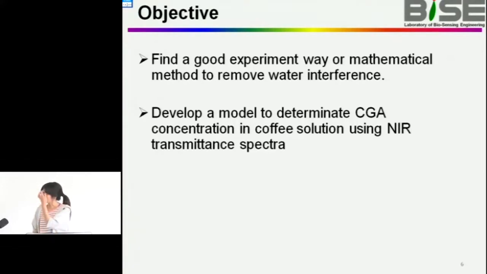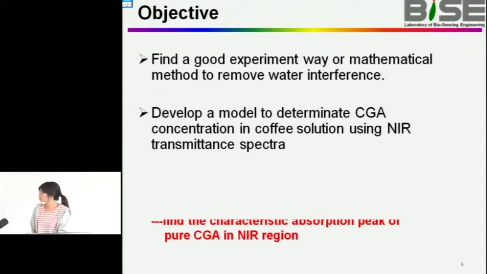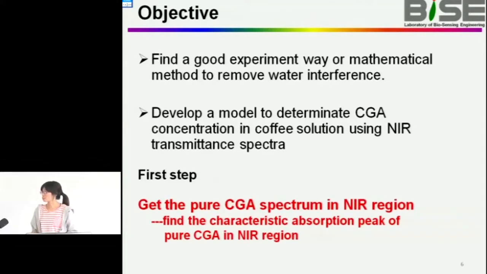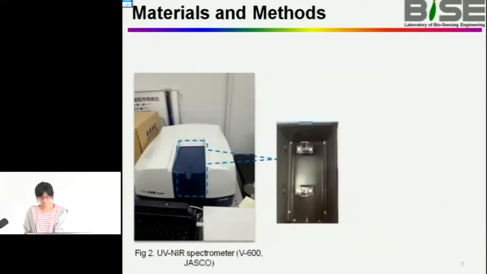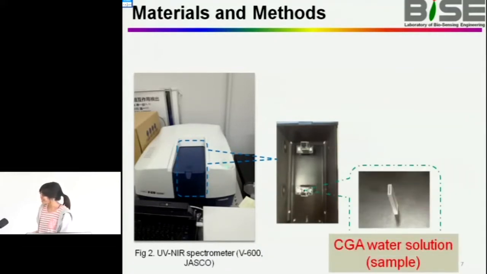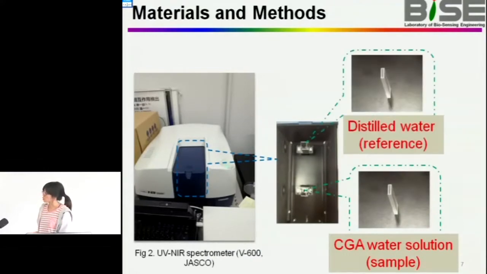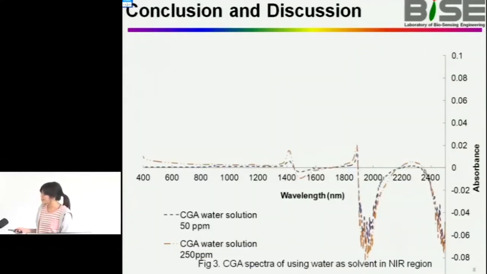Before I measure the coffee solution, as the first step, I want to measure the pure CGA solution in the NIR region to find the characteristic absorption peak of pure CGA in the NIR region. This is the device I use in my experiment, a UV NIR spectrometer. Inside it contains 2 beams. One is for sample detection and one is for reference. In this experiment, the sample is the CGA water solution, and as the reference I choose pure distilled water. Then I get the CGA spectrum.